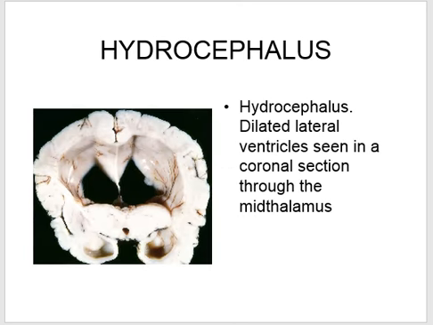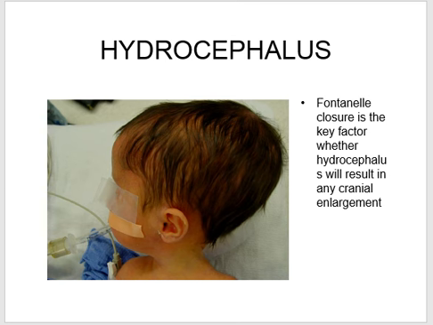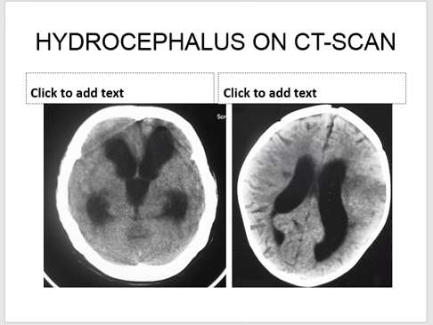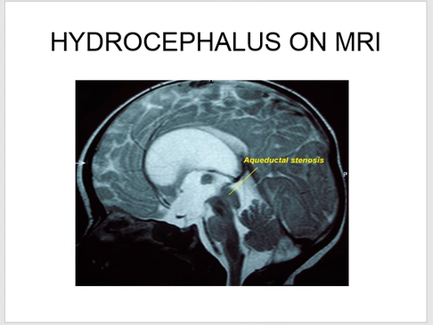This is hydrocephalus. You see the dilated lateral ventricles seen in coronal section through the mid-thalamus. The fontanelle closure is the key factor whether hydrocephalus will result in any cranial enlargement. See the hydrocephalus in the child. These are dilated lateral ventricles in hydrocephalus. This will be the presentation of hydrocephalus on MRI.